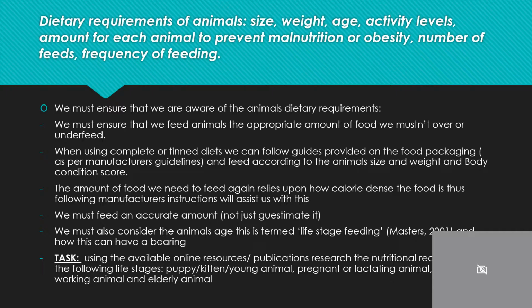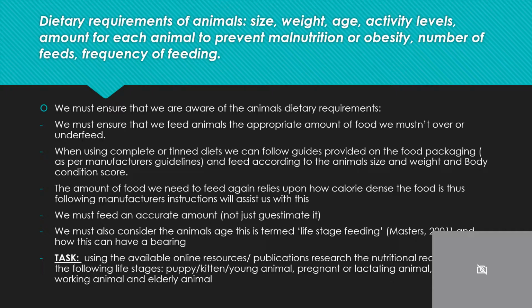If we're using complete or tin diets, we can follow the guides provided on the food packaging, so as per the manufacturer's guidelines, and feed according to the animal's size and weight and body condition score. We don't just feed for the animal's weight, we do need to consider their size and what their body condition score is as to whether, whilst they are in our care at that point in time, they are fitting into the body condition score that they should be, i.e. are they underweight? Do we need to up that calorific requirement? Are they where they should be, so we just maintain their normal calorific intake?